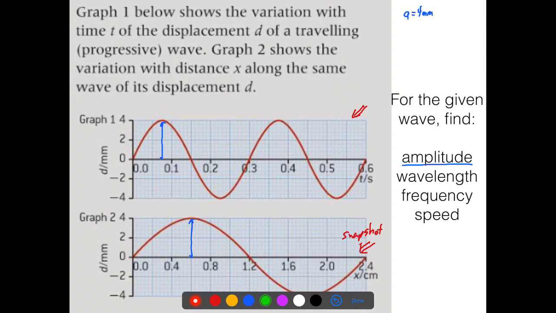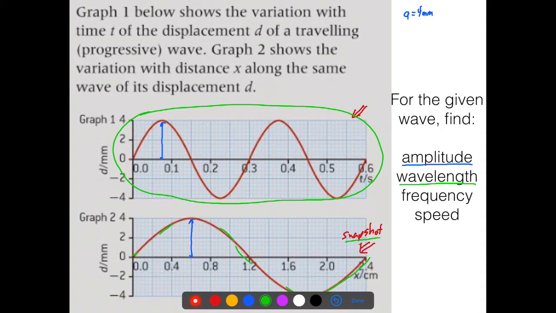Next, we've got wavelength. Okay, so for the wavelength, I'm going to look at the bottom picture. Now, the reason is because this picture up here shows me what the particle is doing over time, but it doesn't show me how long the wave is. Okay, but the one down below, because it's a snapshot, it gives me a very good idea of how long the wave is, right?